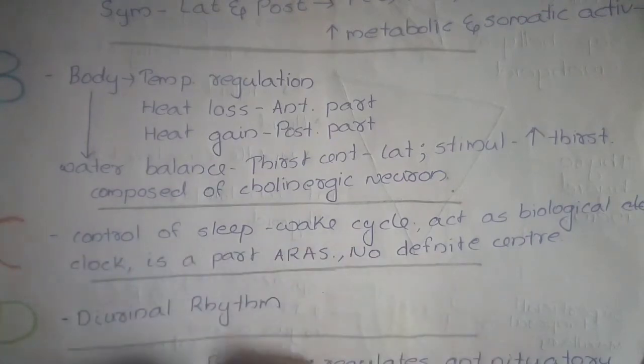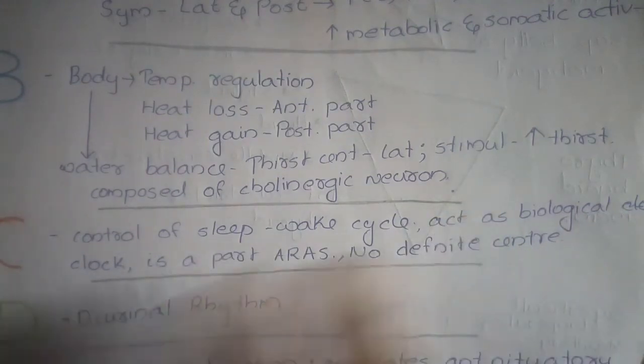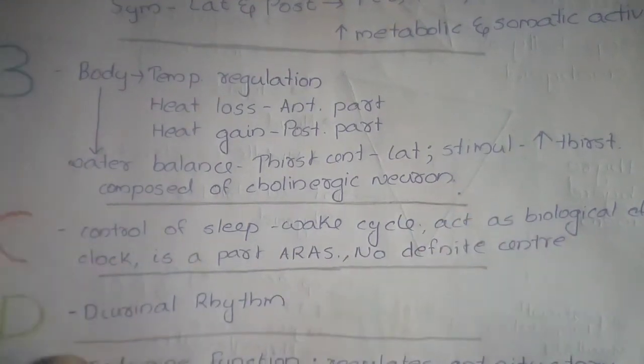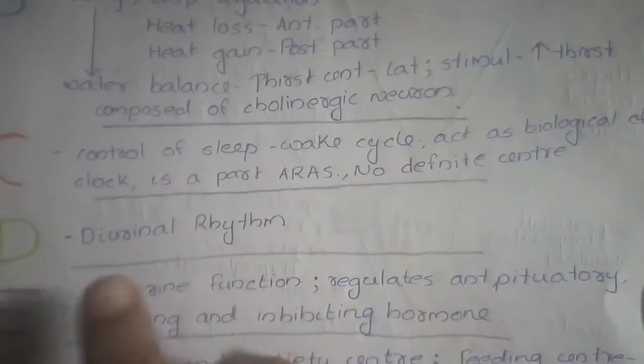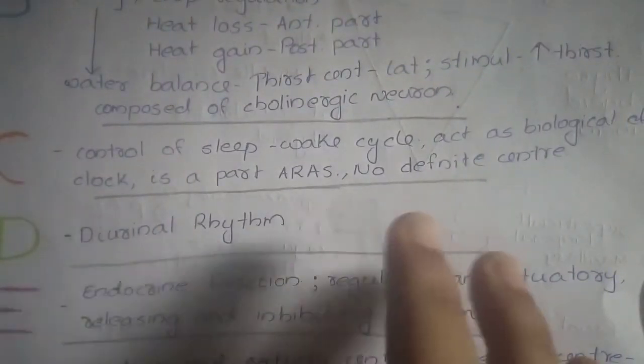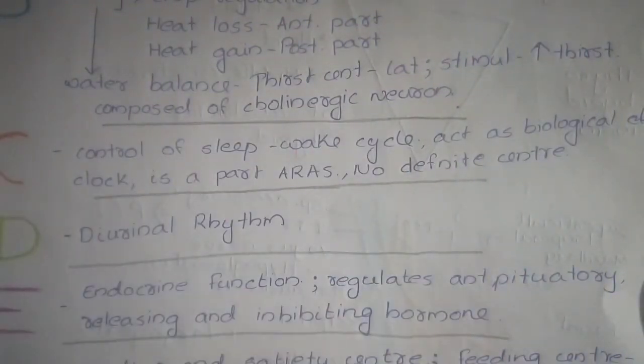It has no definite center, unlike body water or the autonomic activities, but it controls the sleep-wake cycle. And D controls the diurnal rhythm. And that's all for A, B, C, D. Now let's move on to the letter E.